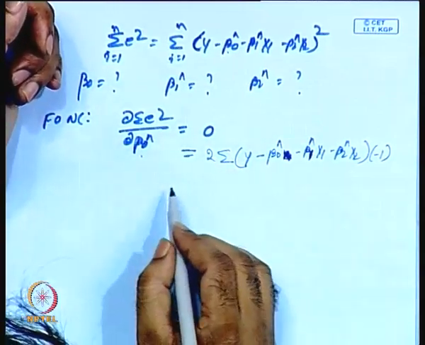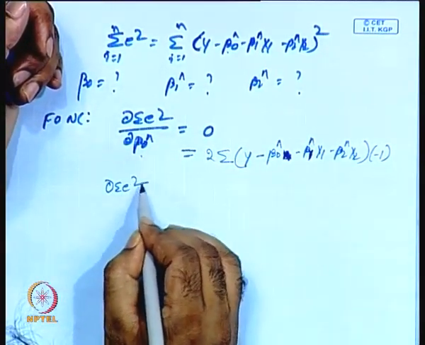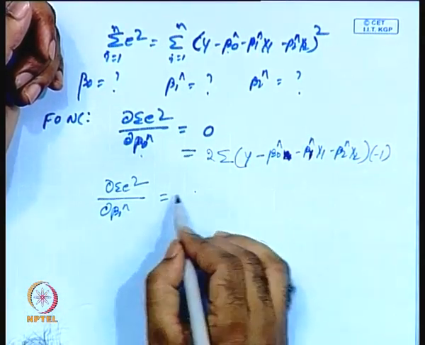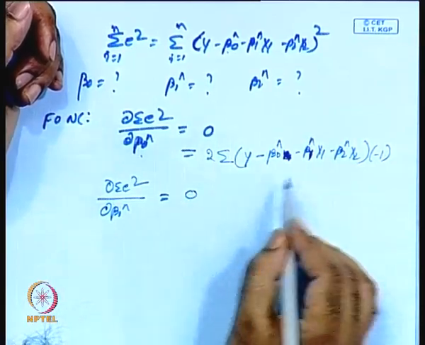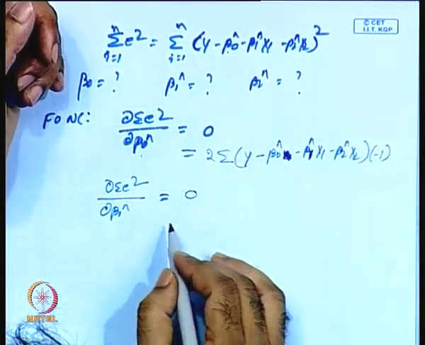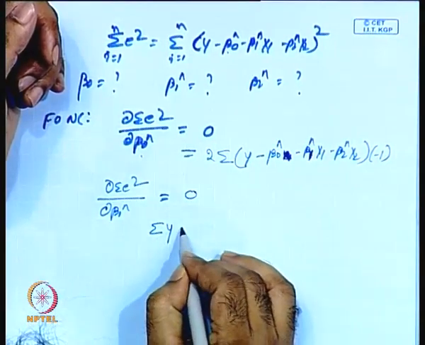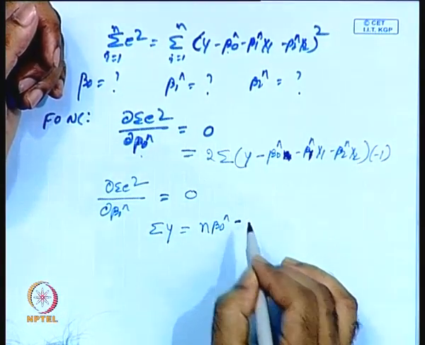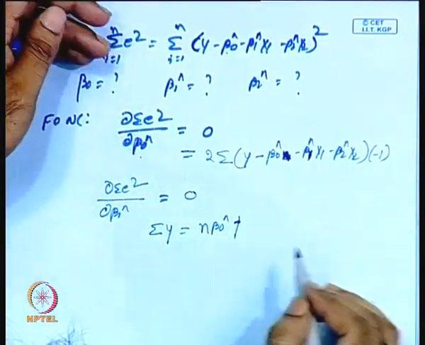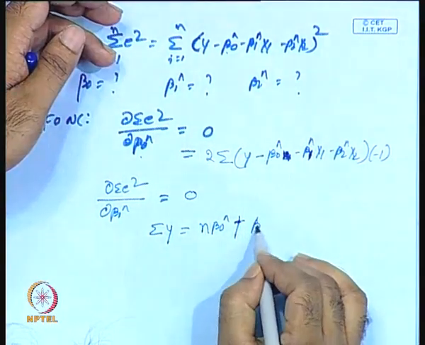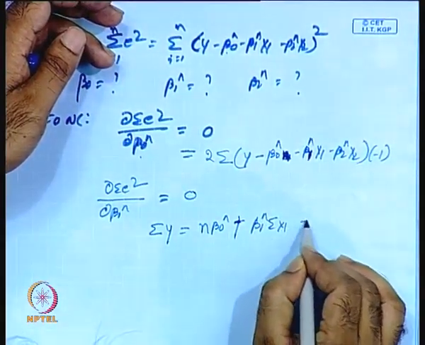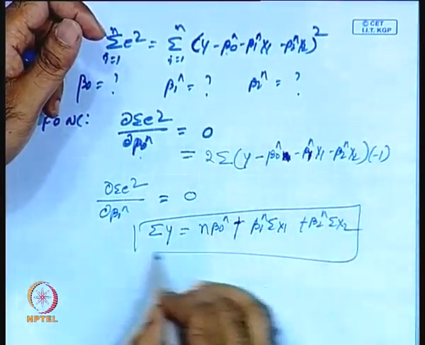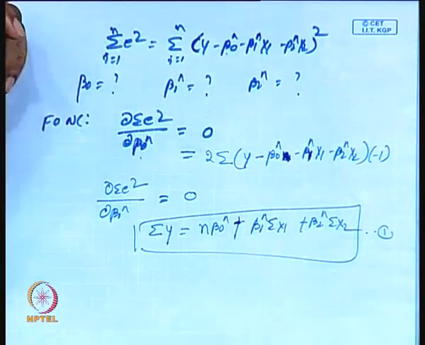If we simplify, then d summation e squared by d beta 0 hat should be equal to 0. If we further simplify, it is nothing but summation y is equal to n beta 0 hat, plus, because summation y is coming to this side, beta 1 hat summation x1 plus beta 2 hat summation x2. So this is equation number 1.